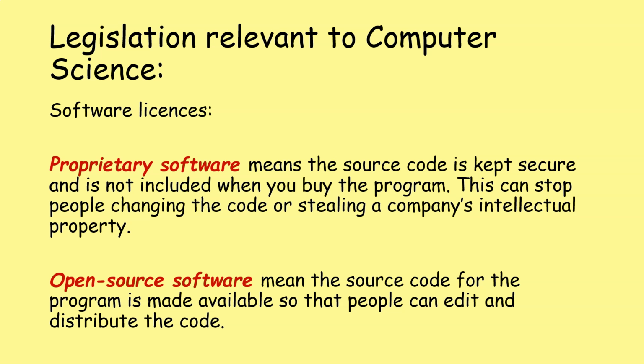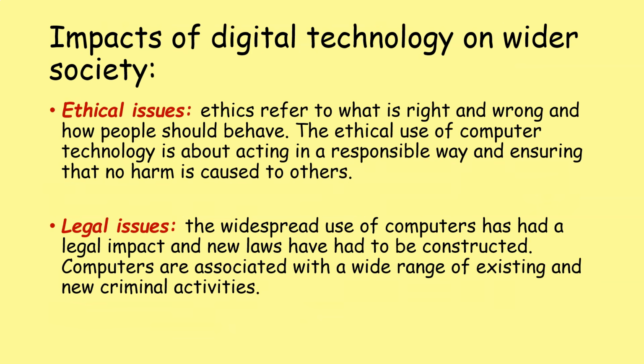This means the source code is kept secure and is not included when you buy the program. This can stop people changing the code or stealing a company's intellectual property, sometimes called commercial software or closed source software. The opposite of this is open source software. This means the source code for the program is made available so that people can edit and distribute the code as they see fit. And now the impacts of digital technology on a wider society.